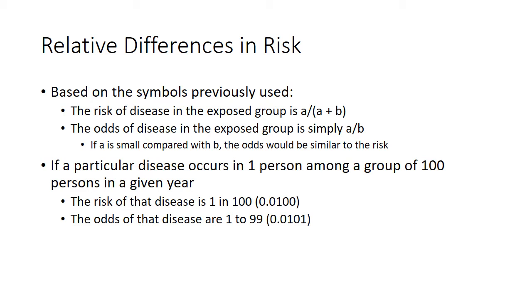So something else you've probably heard of in literature is what we call an odds ratio. It's important to understand the differences between relative risk and odds ratios and when to use them.